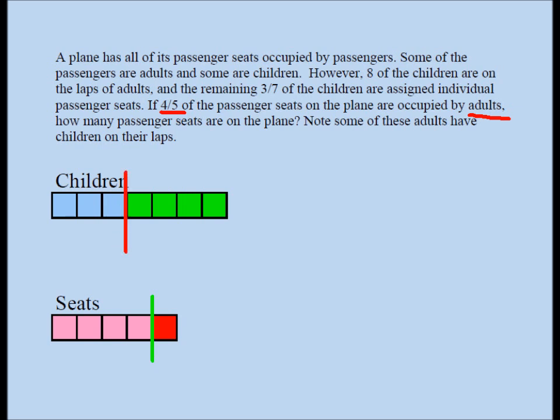So we're claiming that 3/7 of the children are on individual seats and 8 of the children are on the lap. So these 4 squares should represent the 8 kids. And that tells me each box should be 2. 2, 2, 2, 2. So these should be 2, 2.